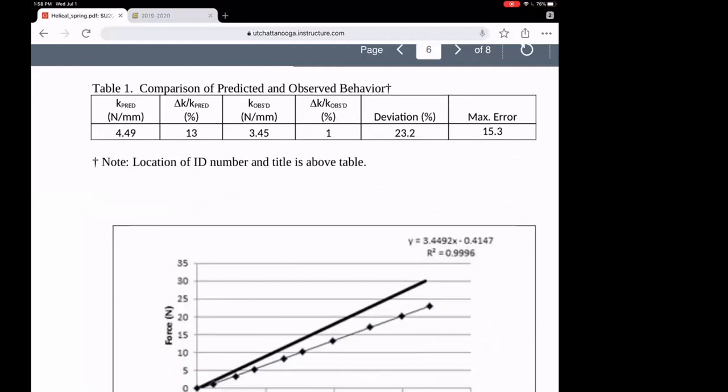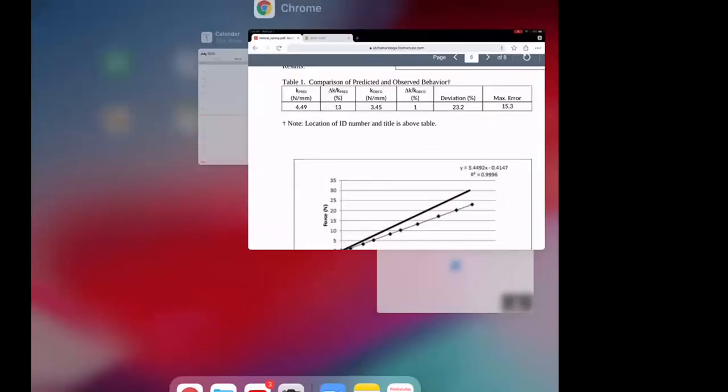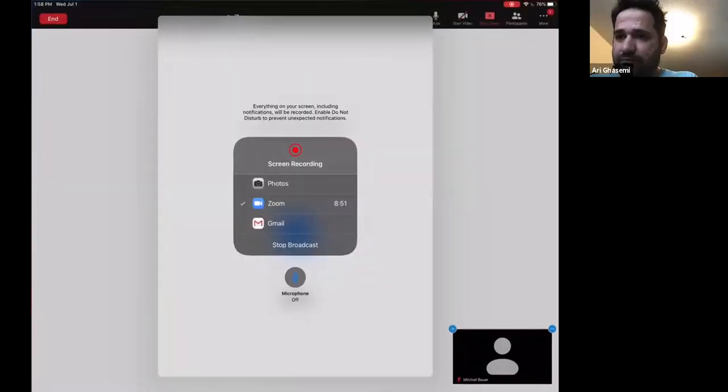So now let's go back to our discussion. Stop broadcast here. Okay. Let's go back to the discussion. That thing lost all the previous slides. That's weird. Let's go back to the discussion of delta K over K, or sensitivity analysis.